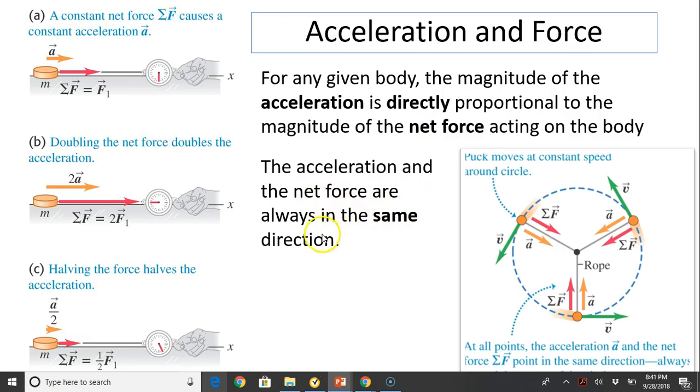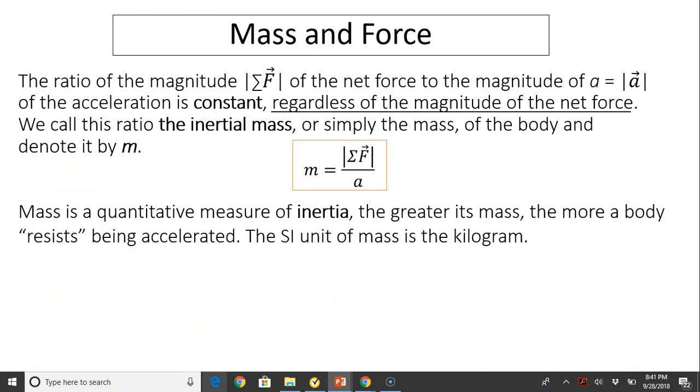The acceleration and net force are always in the same direction. So for example, even as a part moves in a circle with constant speed, at all points the acceleration a and the net force F point in the same direction always. So they are always in the same direction.